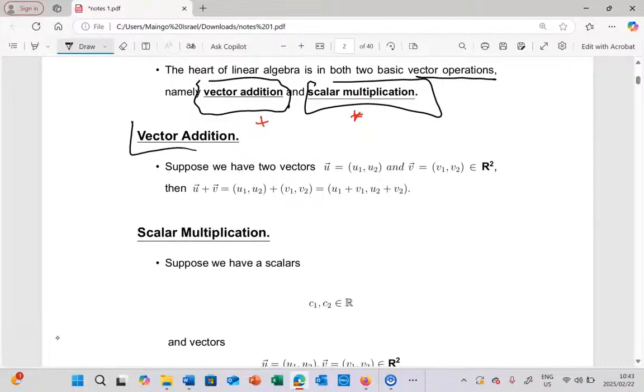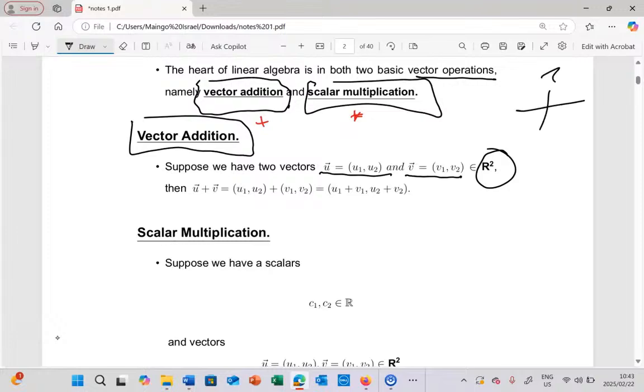Now vector addition. Suppose we have two vectors u and v inside two dimensions. Because this is two dimensions, R2, it means that these two vectors have two components. The components of the vectors are two because they are in R2. In other words, they are in the XY plane, like the x-axis and y-axis, two components.